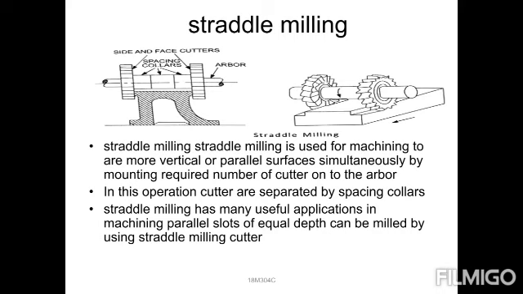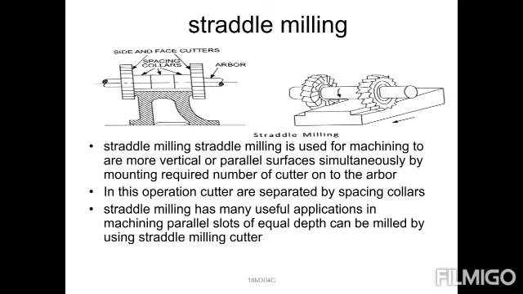The gap will be maintained with the help of collars. Spacing collars will be provided. A collar is nothing but a cylindrical component, placed in between the two cutters. In straddle milling, you can observe here, it is used for machining or removing vertical and parallel surfaces simultaneously. Both cutters are placed side by side. The gap will be maintained with the help of spacing collars provided on the arbor unit.